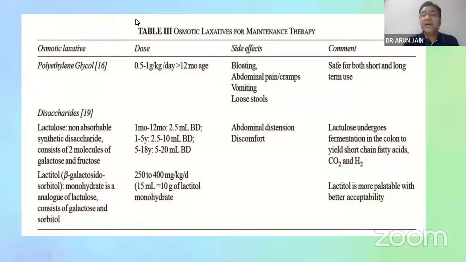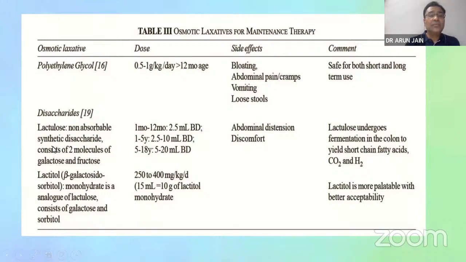So this is the table which shows what are the types of osmotic laxatives we have got for maintenance therapy. Polyethylene glycol, the dose is 0.5 to 1 gram per kg per day for children more than 1 year of age. The side effects are bloating, abdominal pain, cramps, vomiting, and loose stools, and it is safe for both short and long term. The disaccharides, they are the lactulose and lactitol.